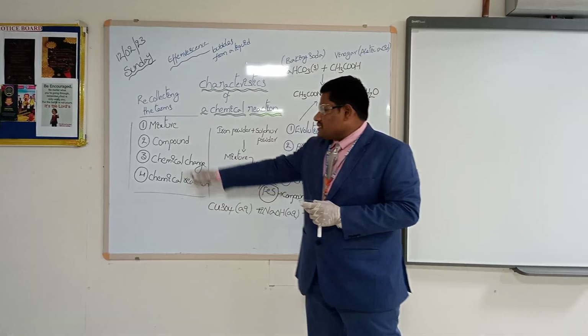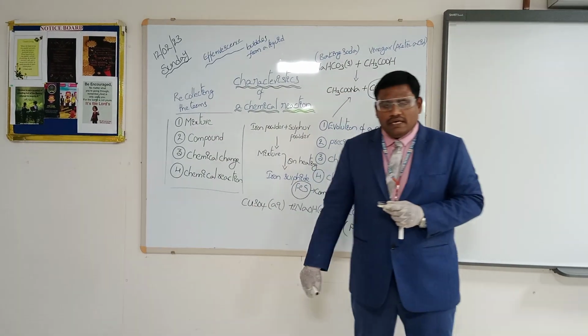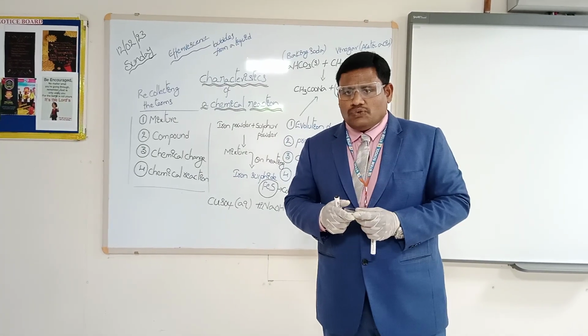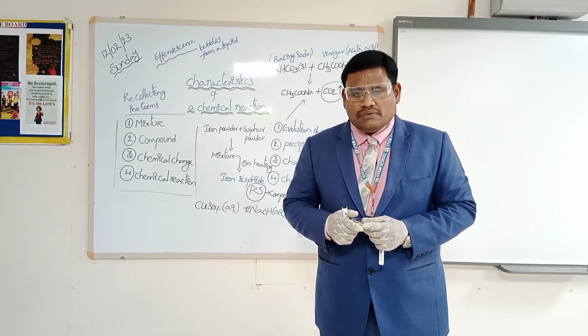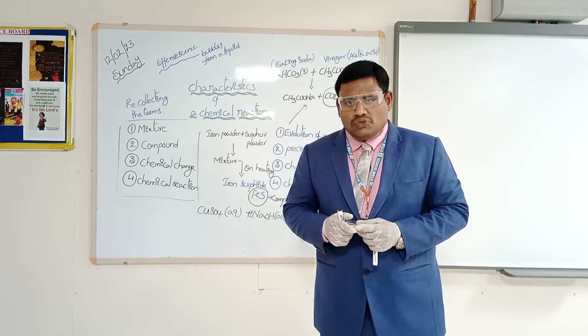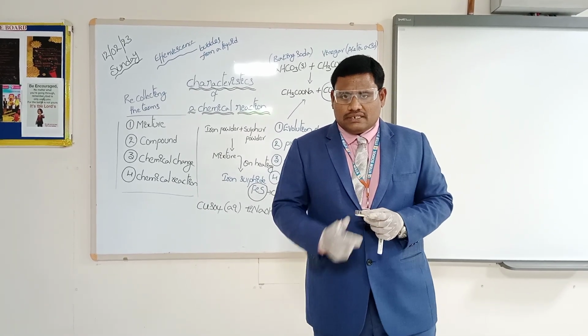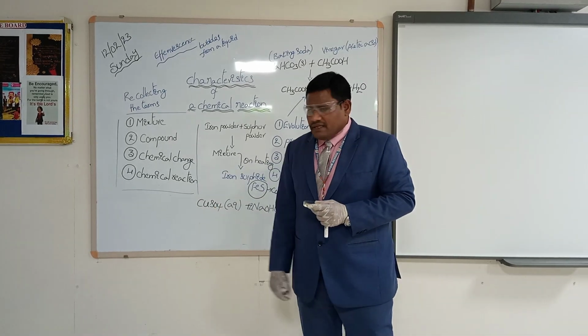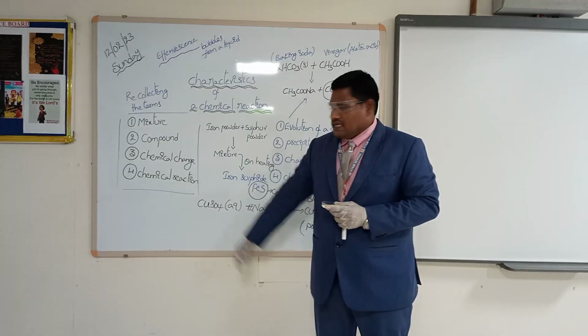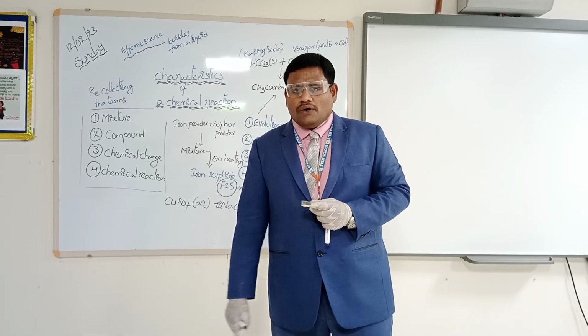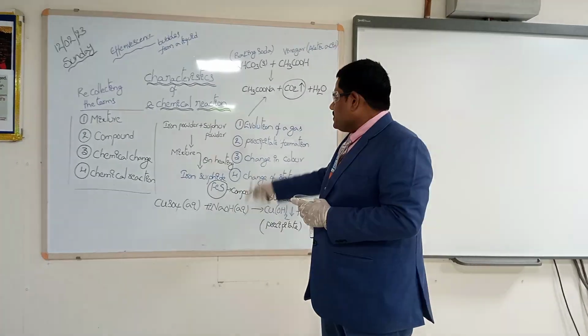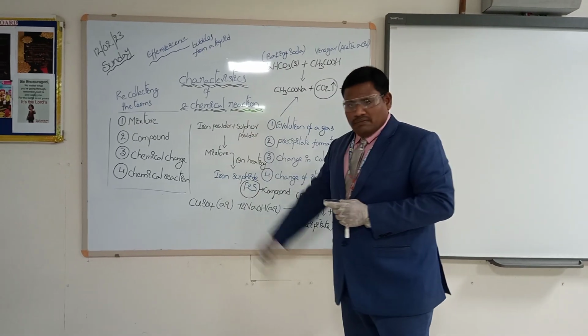So now we are able to understand what is a mixture and a compound. Chemical change: a chemical change is the one which can transform the reactants into a new substance having different properties compared to the reactants. A chemical reaction is the one which involves a chemical change. So now I would like to go towards the topic, that is characteristics of a chemical reaction.